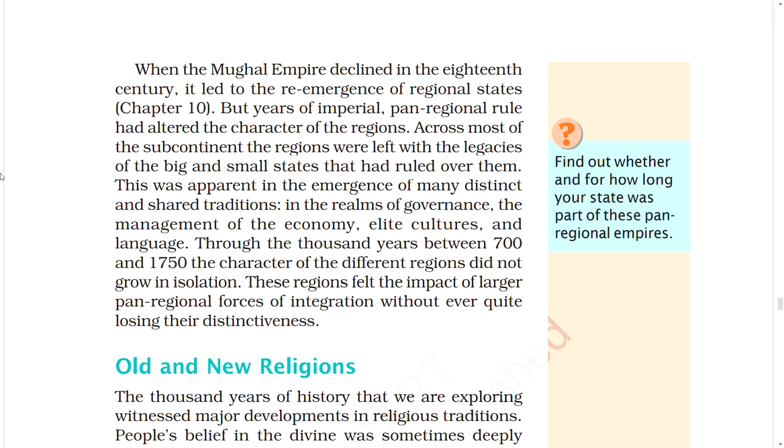Through the 1,000 years between 700 and 1750, the character of the different regions did not grow in isolation. These regions felt the impact of larger pan-regional forces of integration without ever quite losing their distinctiveness. Find out whether and for how long your state was part of these pan-regional empires. Comment on this.